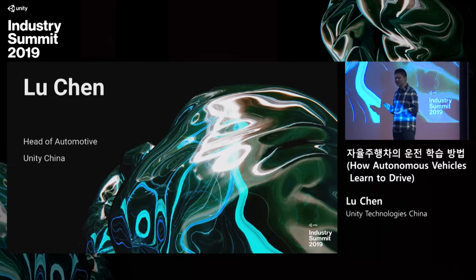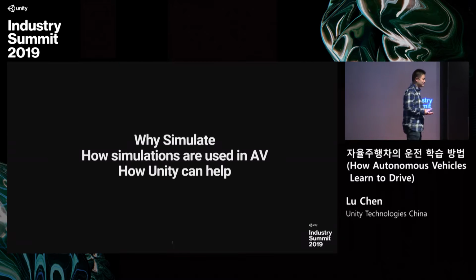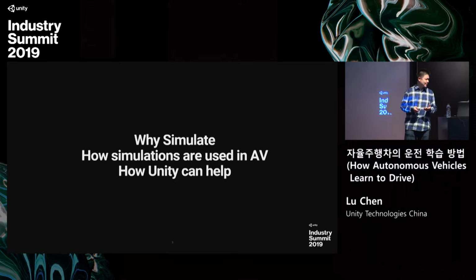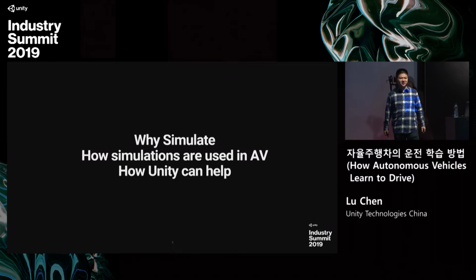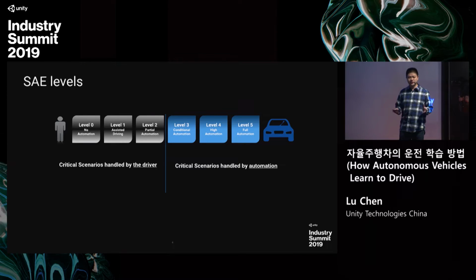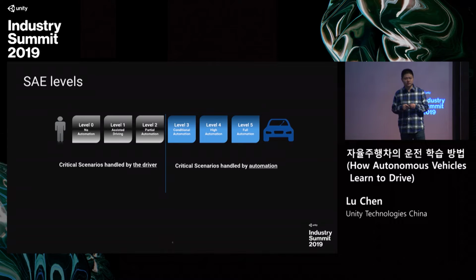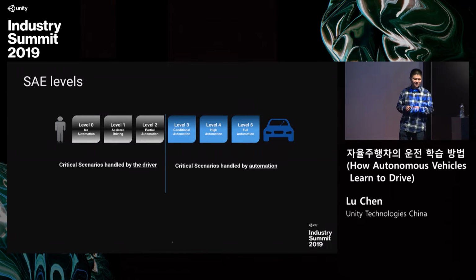Okay, so let's start. Today, we will address the following questions: why we need simulation, how simulation will be used for autonomous vehicle development, and of course, how Unity can help here. I assume not all of you know much about the autonomous vehicle industry, so I will introduce some background knowledge first. Hope it will still be interesting to you.